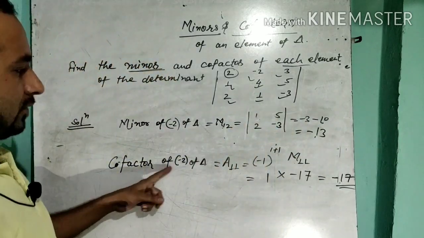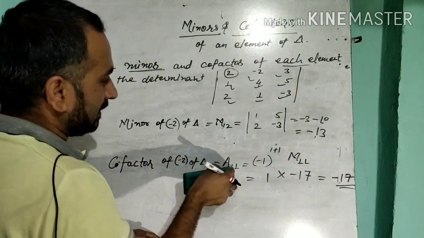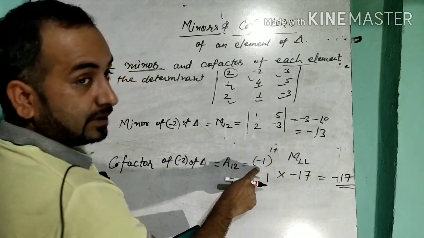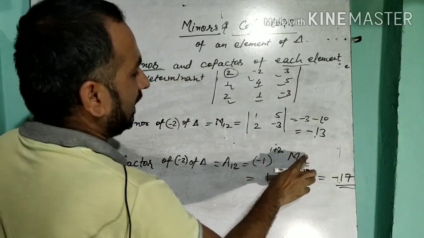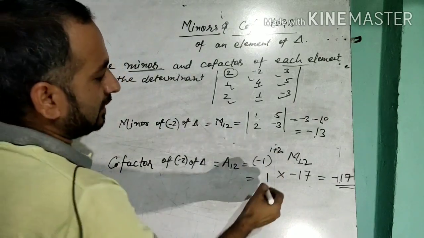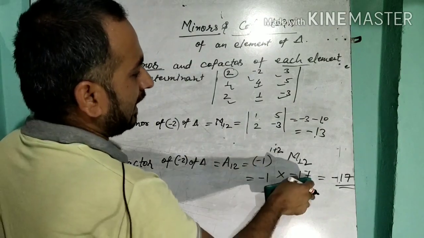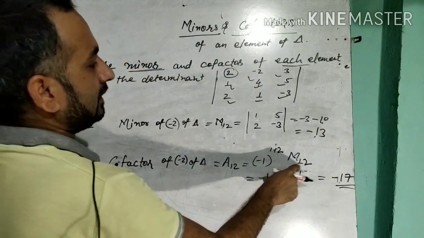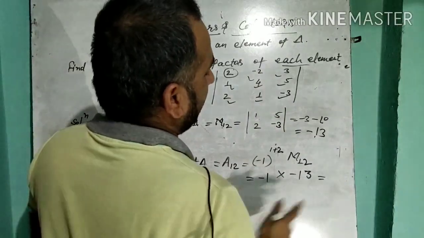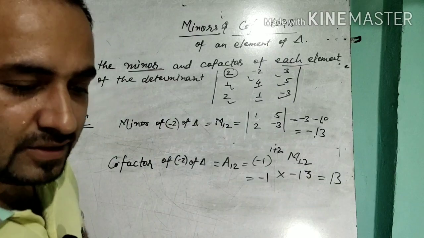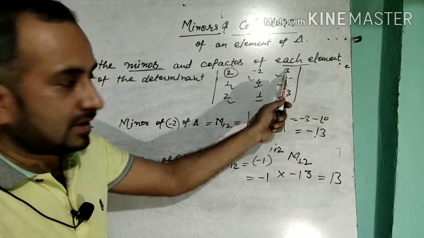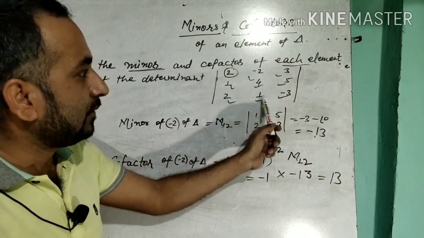Okay, similarly the cofactor for the minus 2 of the determinant, it's A12, or you can write minus 1 to the power 1 plus 2 and M12. Is it clear? So minus 1 to the power 1 plus 2 gives you minus 1, and into it's M12. What is the minor of this? It's minus 13. So minus 1 into minus 13 is 13. Similarly, are you able to find? This will now give you the minor of 3. Similarly, you will find out 1, 4, 5, 2, 1 and minus 3.